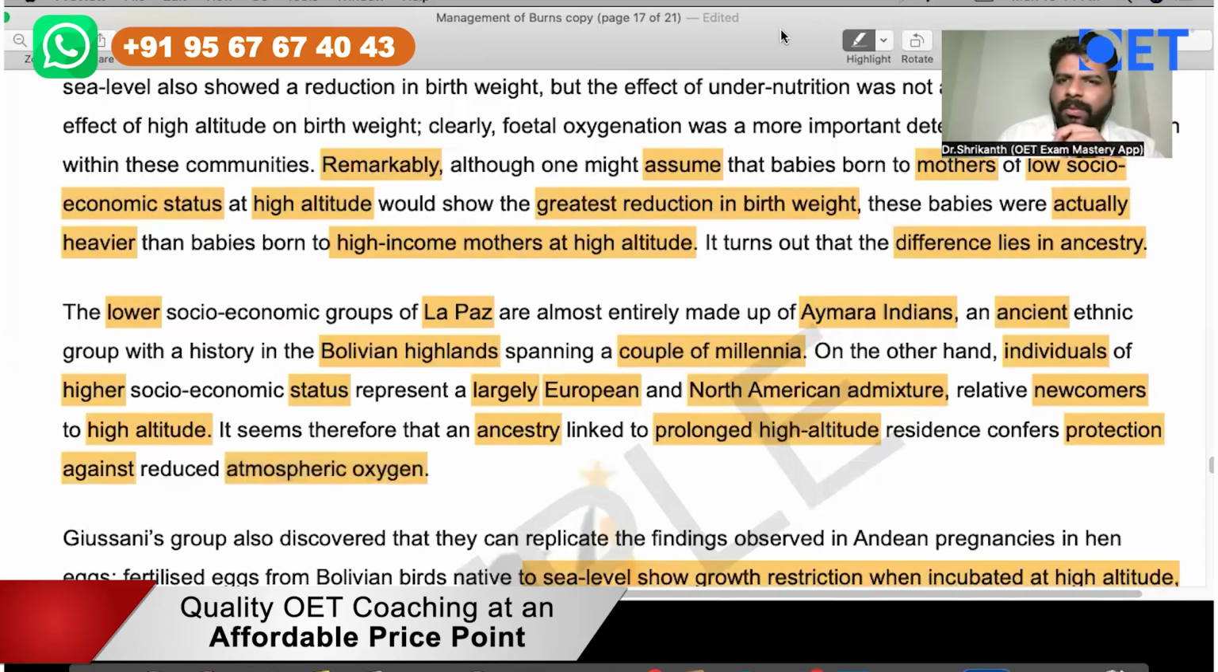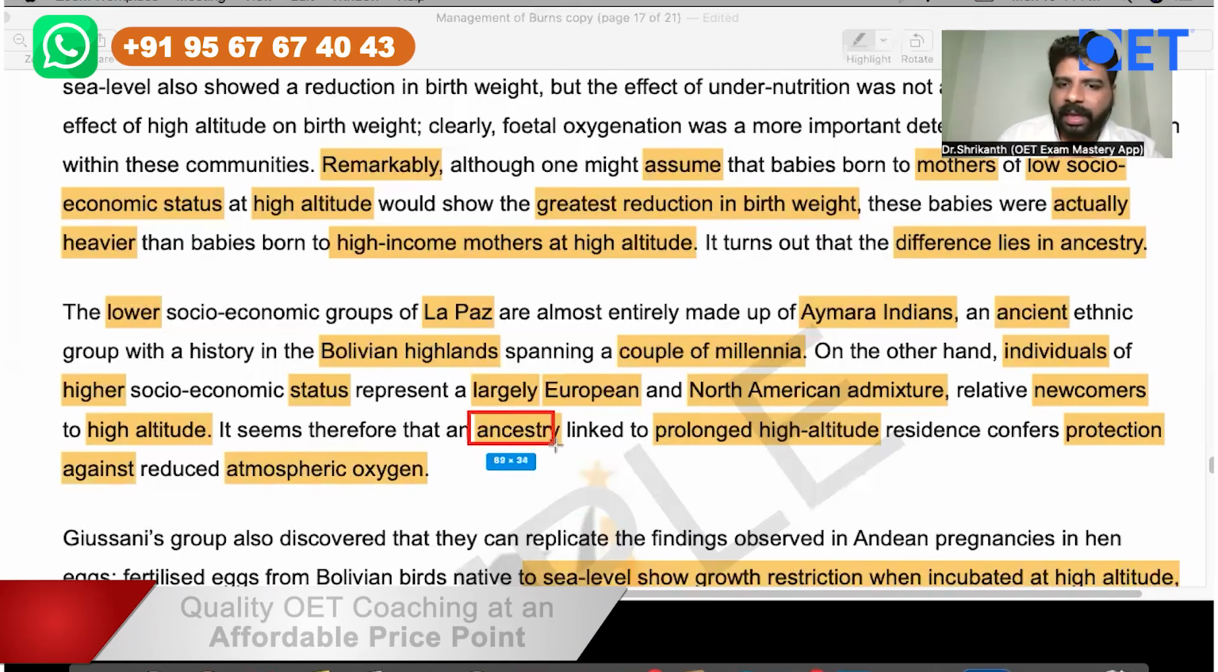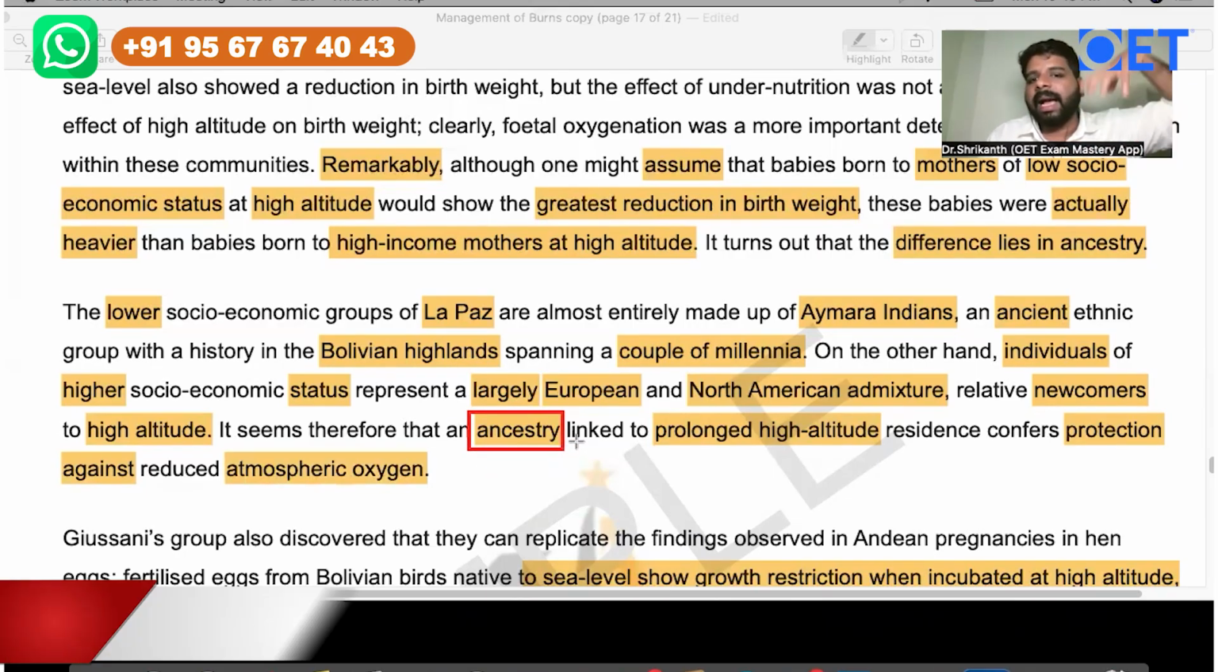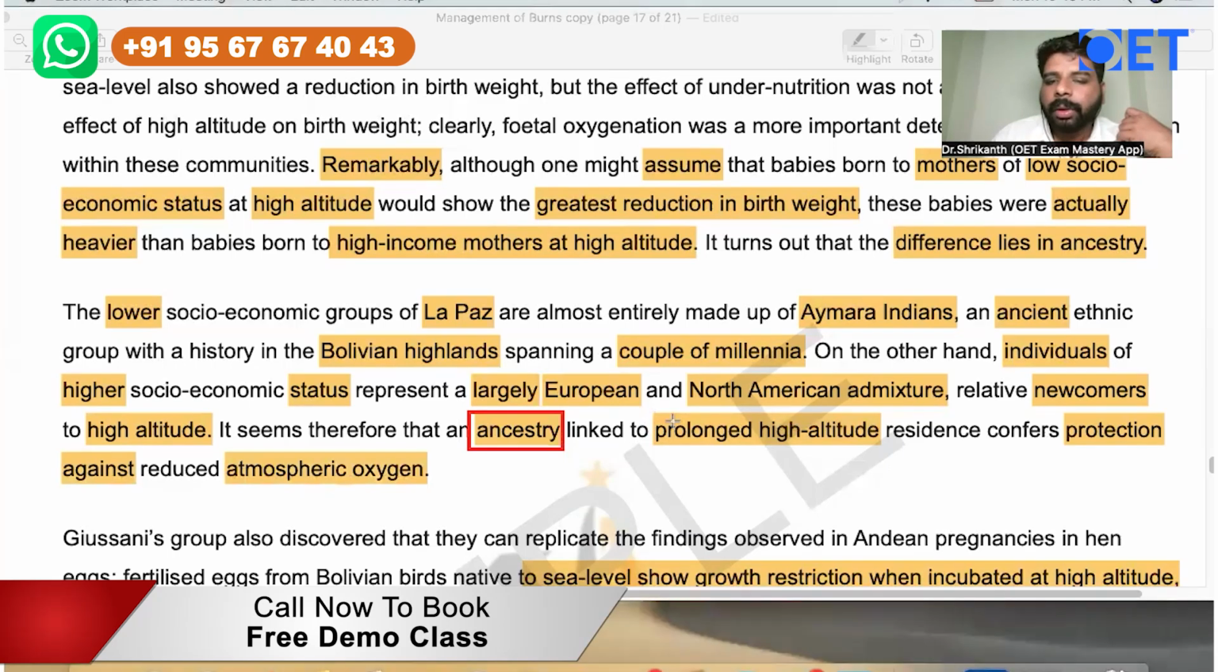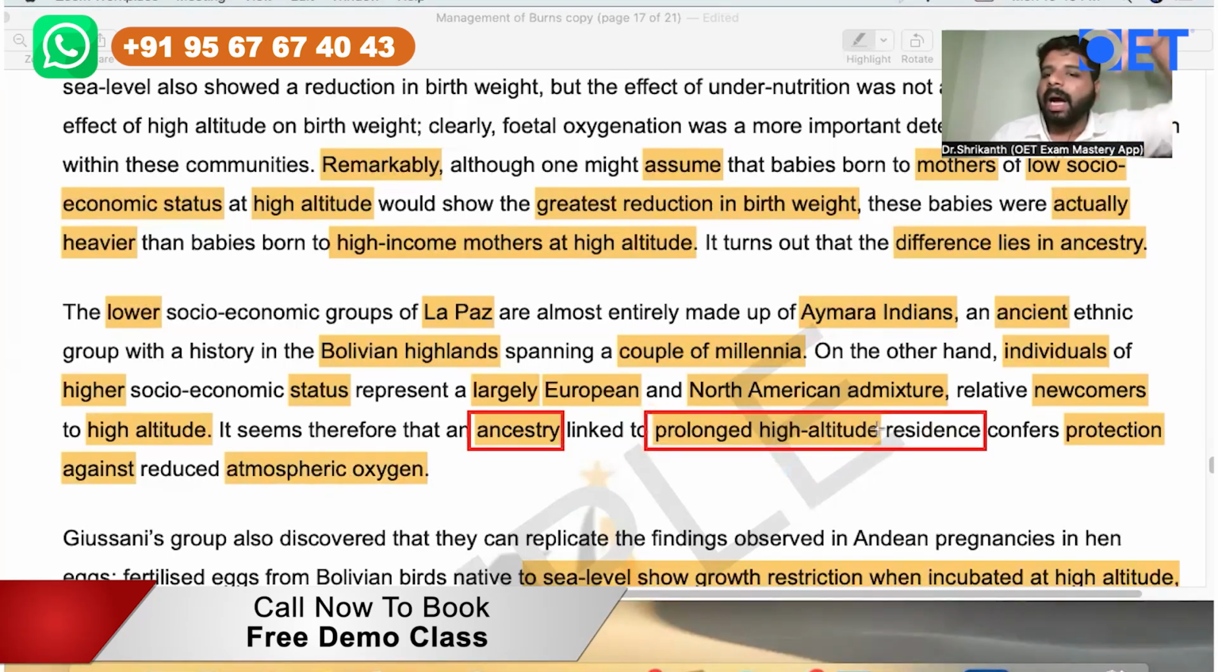Now see over here, this is very advanced English, very advanced English. Now see what it is saying. Ancestry. As I told you, our ancestors. The ancestors linked to prolonged high altitude residence. Now who has been living in high altitude for a very long time?